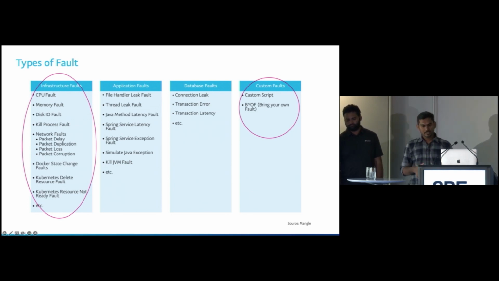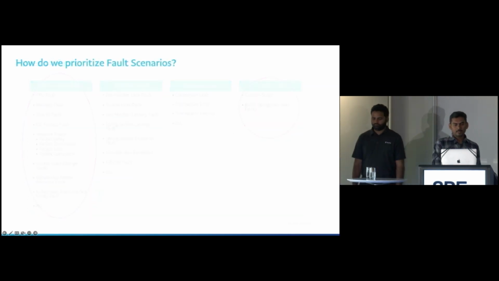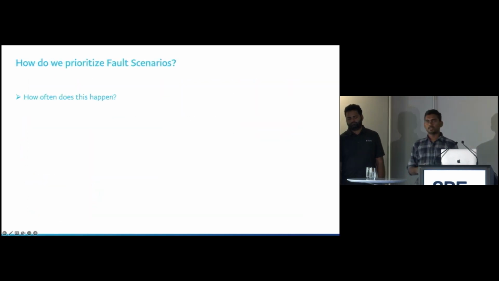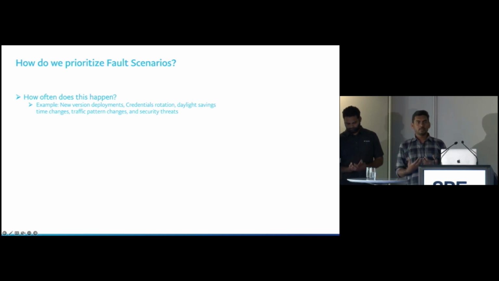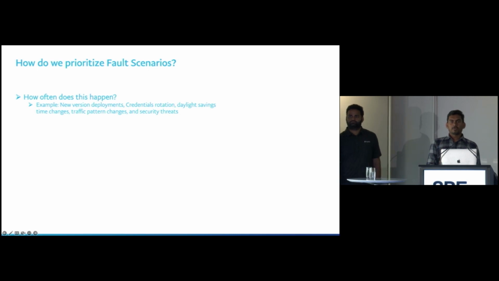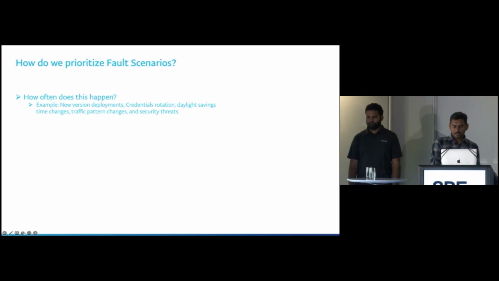Now, after this, one question that comes is, how do we prioritize these faults? Which fault scenarios, which experiments do we do first, and which can we delay until later? Most of these questions can be answered by asking yourself how often a fault scenario happens. For example, version deployments happen day in and day out, and there are a few things like credentials rotation or daylight saving changes. So make sure this becomes your muscle memory. As and when you do these experiments more often, they become your muscle memory, and you know how to react if something goes wrong. So that's how you prioritize those first.